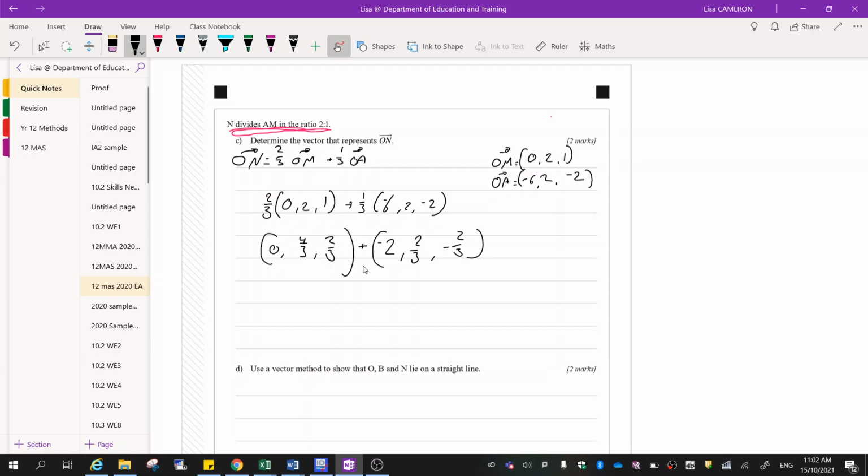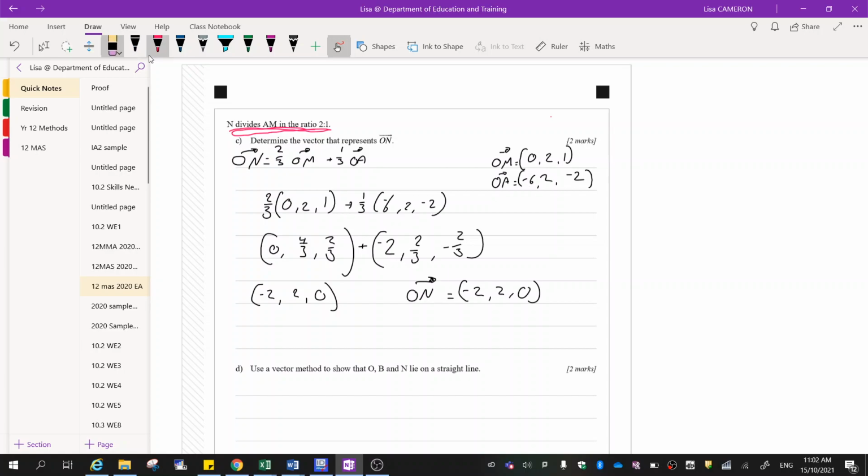So now that you've worked them out, you want to add the i's, j's, and k's together. So 0 plus -2 is -2. 4 on 3 plus 2 on 3 becomes 6 on 3, which is just equal to 2. And 2 on 3 plus -2 on 3 is 0. So vector ON is equal to -2, 2, and 0. That's all that question done.